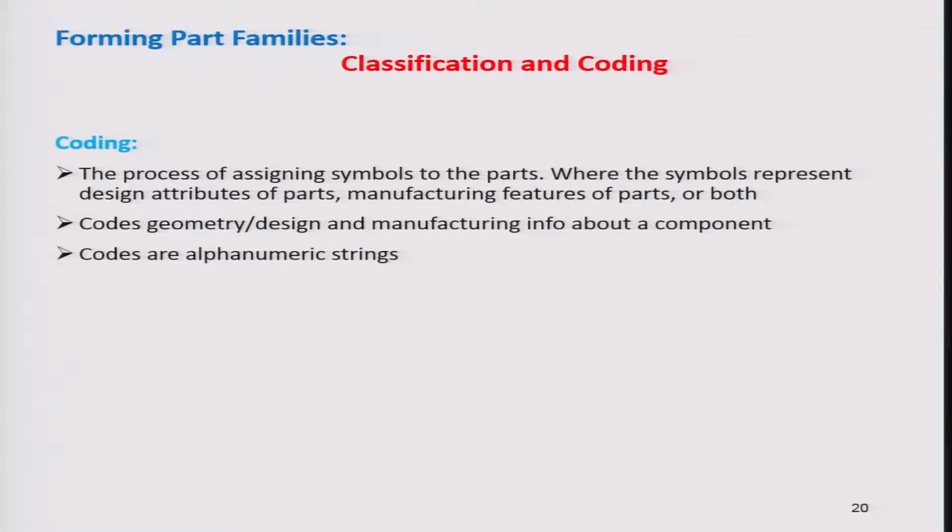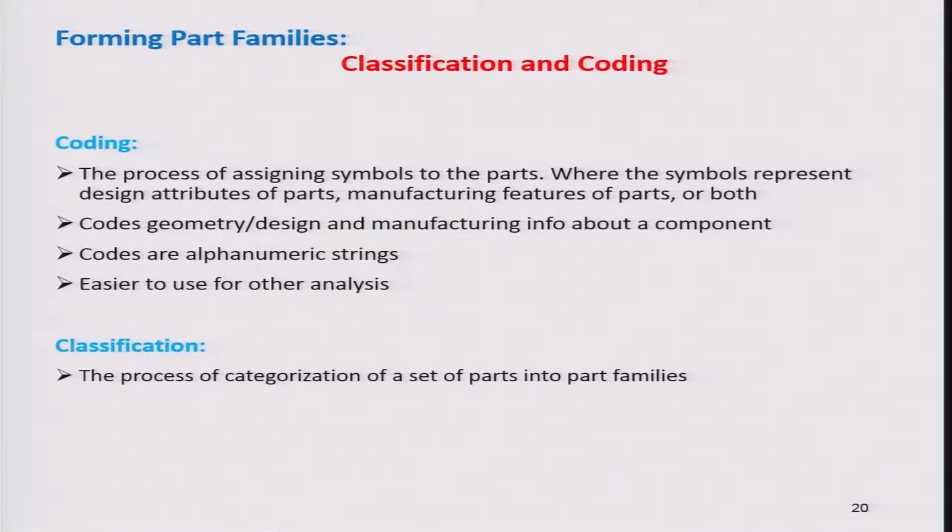Codes are alphanumeric strings. Generally, if you have a variety of parts that you are going to fabricate in your workshop, you make a code for each part so that you can distinguish one part from another using the codes. And classification, the process of categorization of a set of parts into part families, is known as classification. After coding, you can classify all the codes into different groups, and those are known as part families.